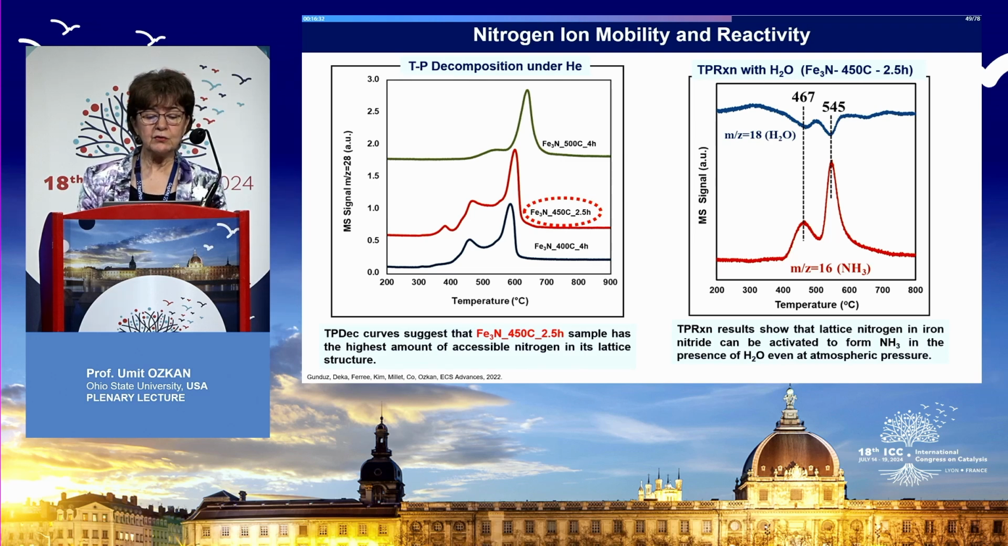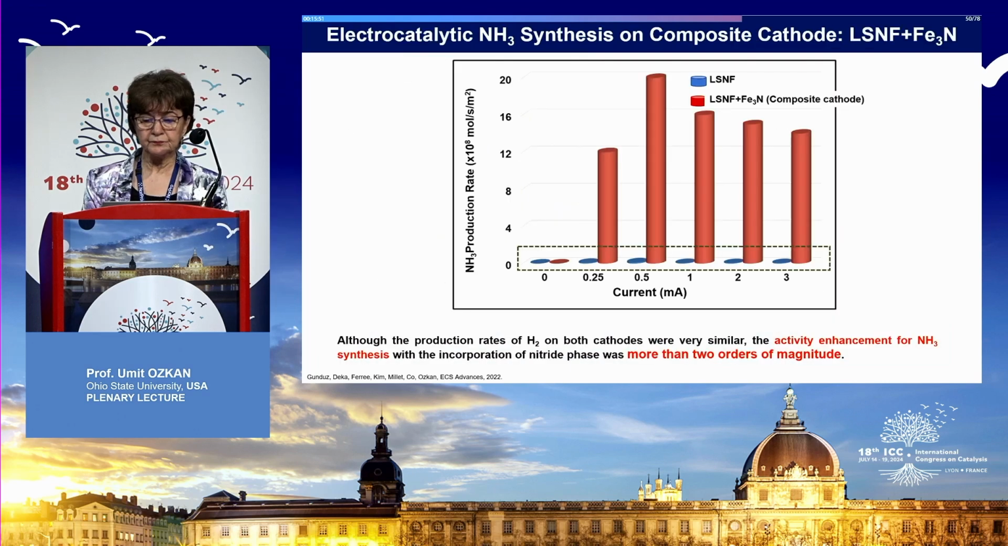Now, we wanted to see if the nitrogen in these materials is accessible. So we did some temperature programmed desorption, or you can also call it decomposition, because at higher temperatures nitrogen is evolving. Again, it depends on the temperature of nitriding. But the one that was nitrided at 450 degrees centigrade has the highest amount of accessible nitrogen in its lattice structure. We also did temperature programmed reaction with water, and you can see that with water, we are making ammonia. So the nitrogen in the lattice is accessible.